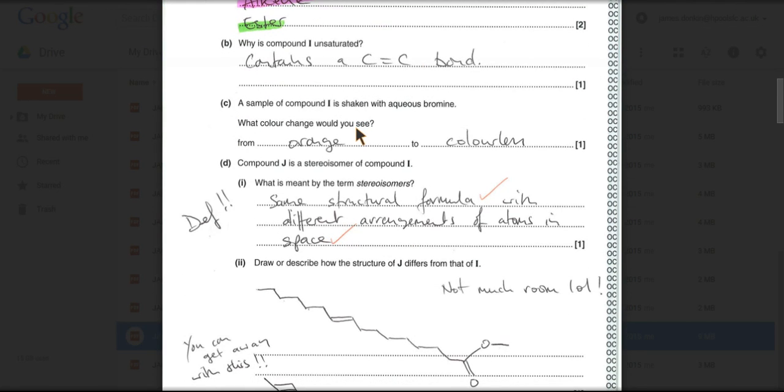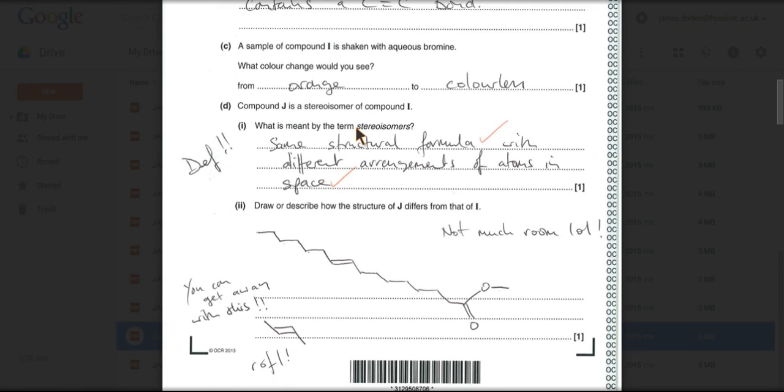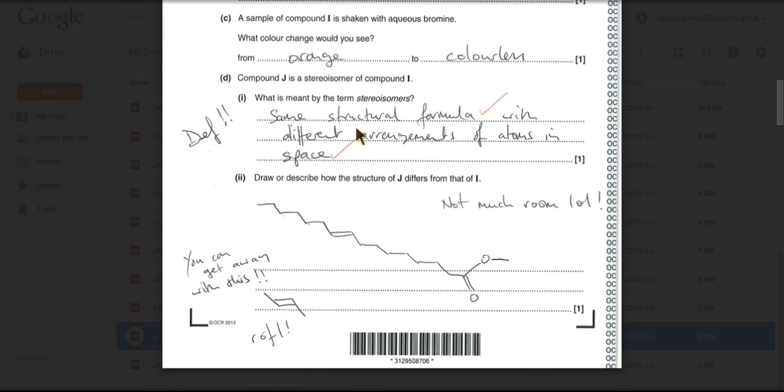What is meant by a stereoisomer? The same structural formula but different arrangements of the atoms or groups in space. So that's just got to be learnt, I'm afraid. And then I've already said this. So there's what the stereoisomer of I would look like. So that's J.